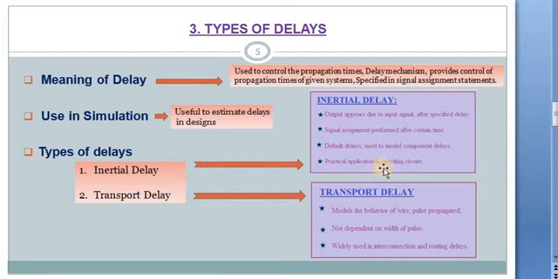As you see on the next slide, the transport delay models the behavior of a wire in which all pulses are propagated. What that means is, this delay is not dependent upon the width of the pulse which is used, and this is widely used in interconnections. Also it must be noted that various routing delays can be modeled using transport delay.